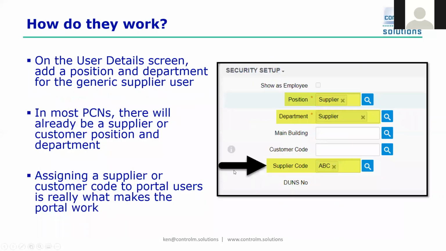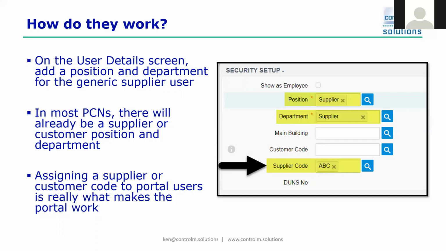So now that we've set up an account, now that we've set up a security role called supplier and customer portal, on the user details screen in the user manager, we're going to want to add positions and departments for the generic supplier user. And I use that word generic supplier user because we're not managing individual names within those suppliers. We're just giving them one user with the first name of the supplier, the last name of supplier, and they can pass that around and use that.